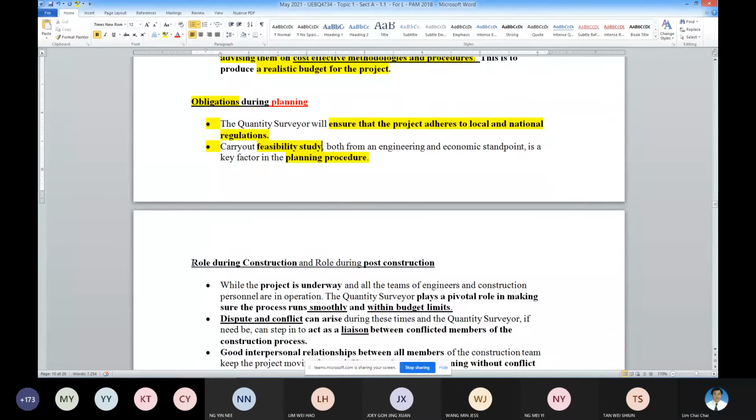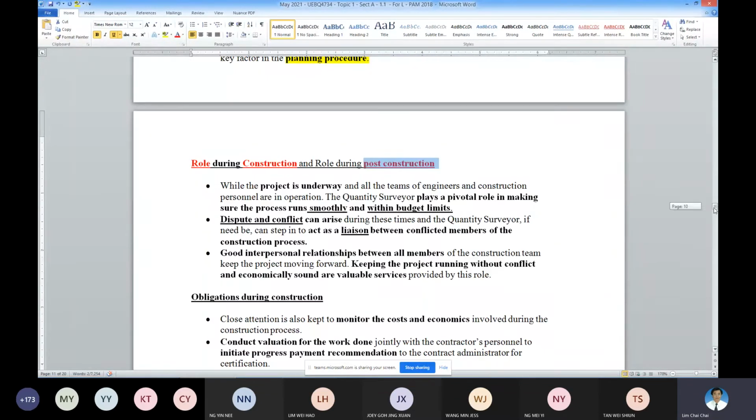Okay. And post-construction. Construction and post-construction, please differentiate between the two. They are slightly different. Okay. So under the construction and post-construction, to ensure that the project runs smoothly and hopefully they are within the budget. Okay. So if there are dispute and conflict, act as a liaison between the parties.